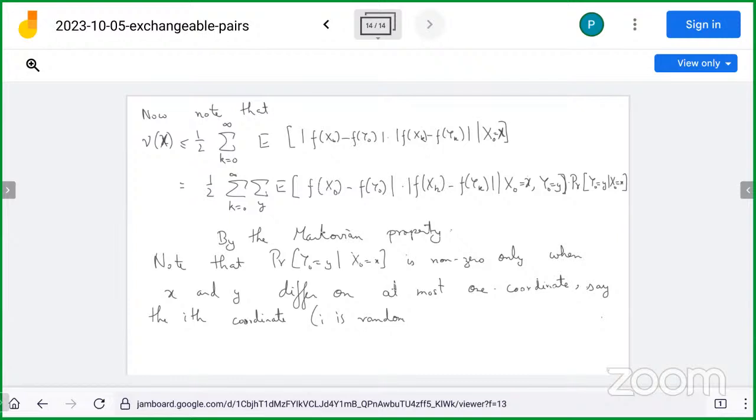All I want to say is that in the end we will be dealing with this number, which will essentially be a constant for each i, and everything will come here, and we just do the worst case bound there. So this probability actually will play no role. The only role it's playing is that it's non-zero only when they differ on one coordinate. So this number is exactly one over n.